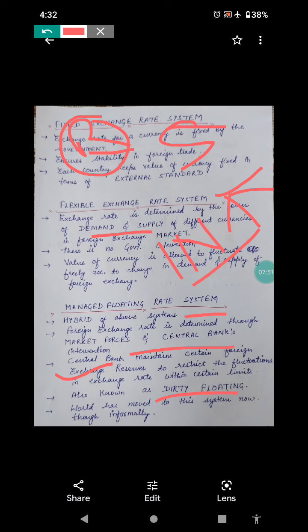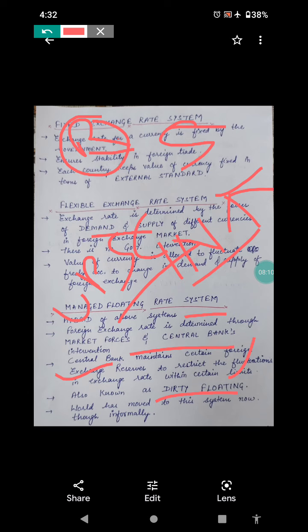And yes, this was the question asked in UPSC. Dirty floating, the term must be clear. So whosoever have studied that dirty floating is the managed floating rate system, it was a blessing for them, the simplest question to be asked.